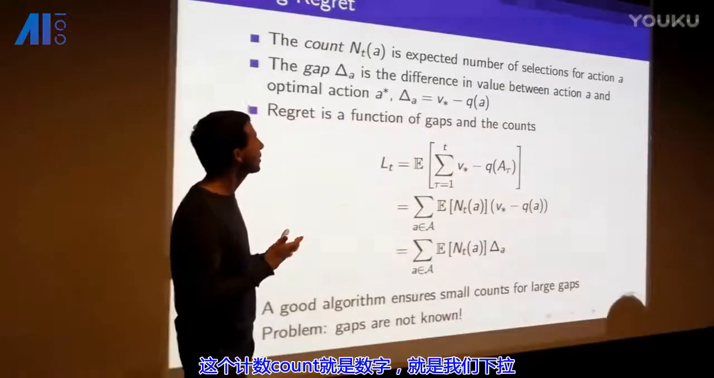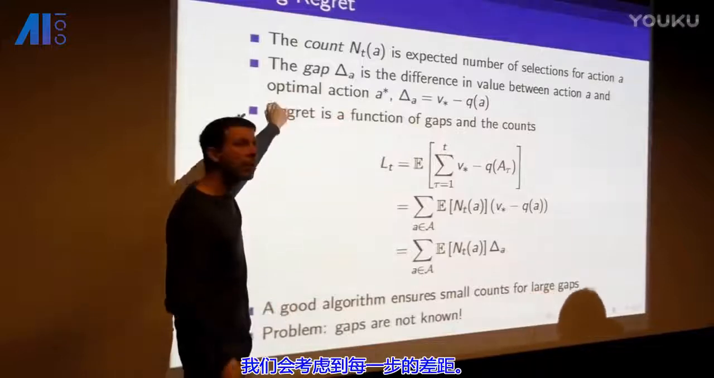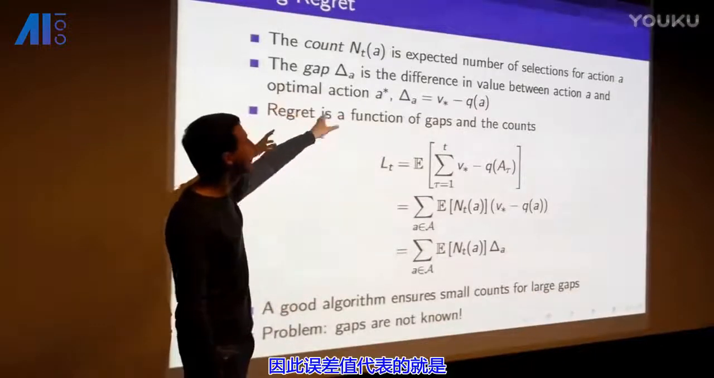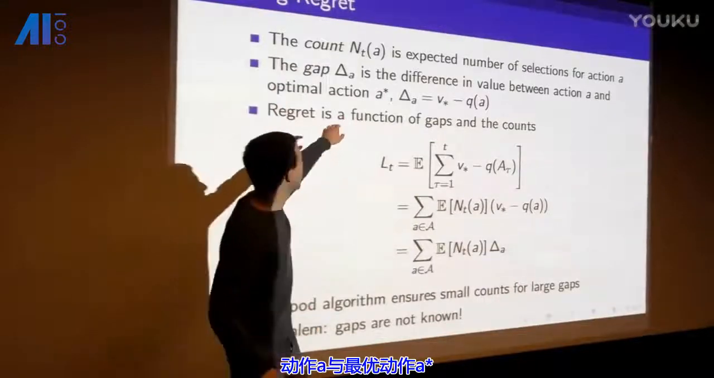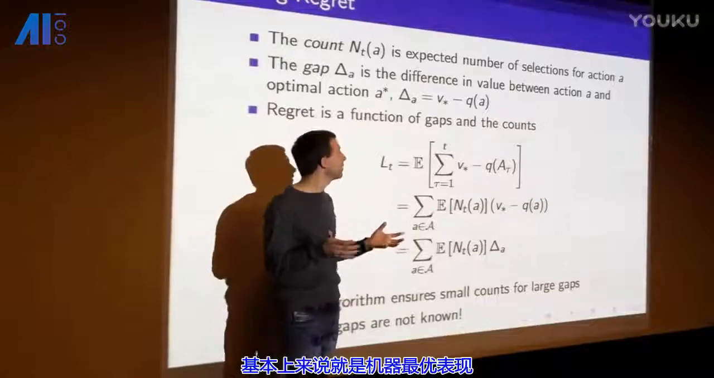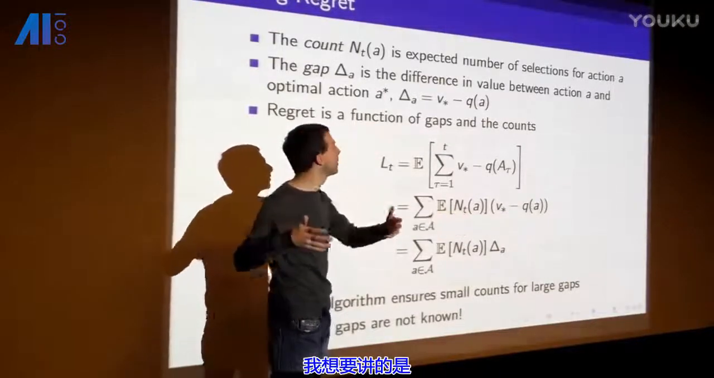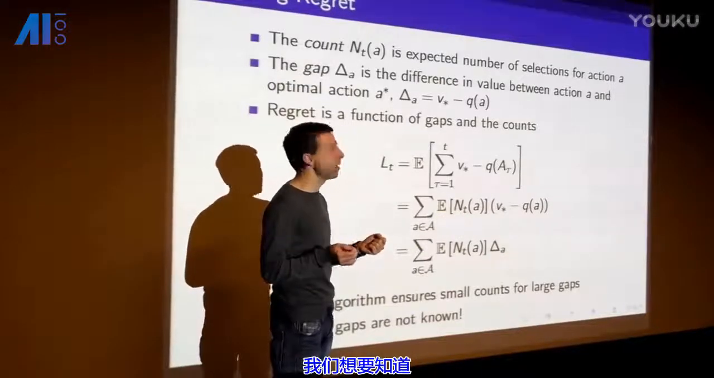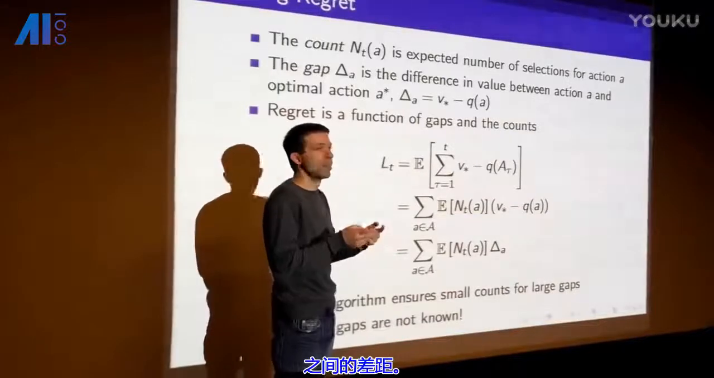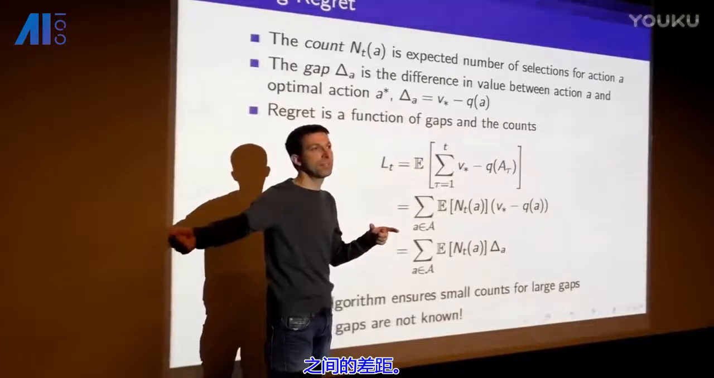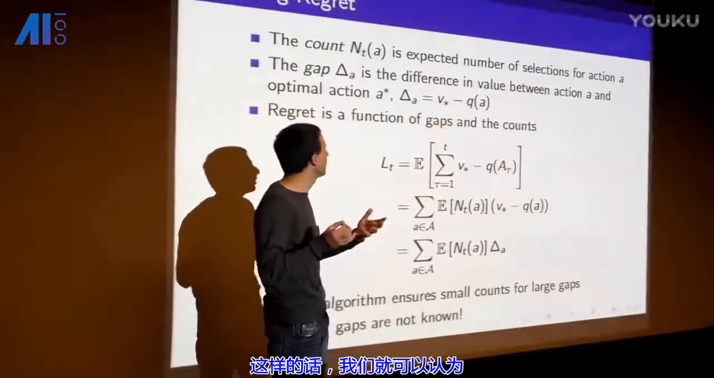So the count is just the number of times we've pulled an arm. And we're going to consider this thing called the gap. The gap is the difference in value between some action A and the optimal action. So it's the gap between the best machine I could have pulled and some suboptimal machine. If I want to know the gap for machine three, that's the difference in value between machine three and the best machine. So a gap is like the difference between 80% and 75% again. There's a gap there of 5%.